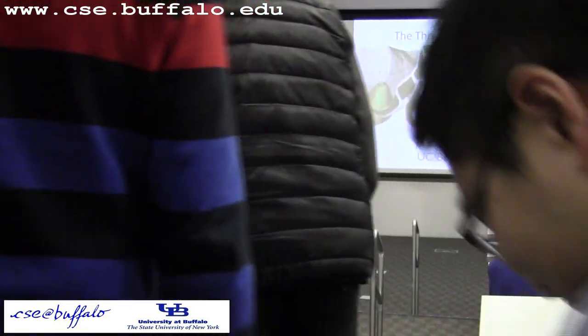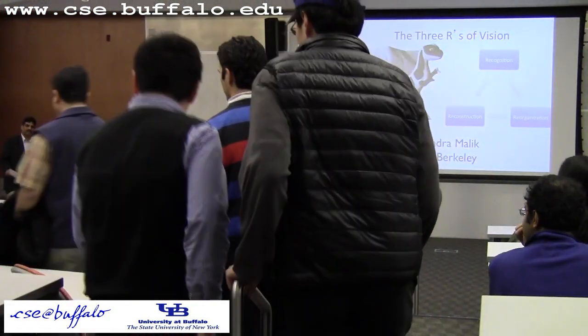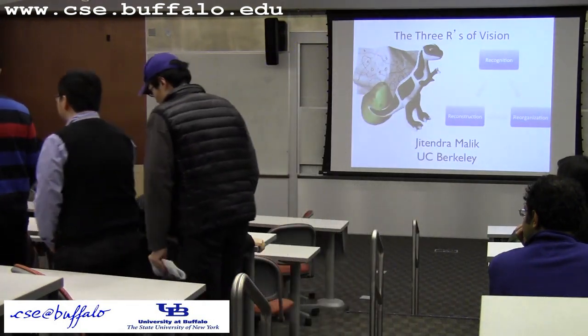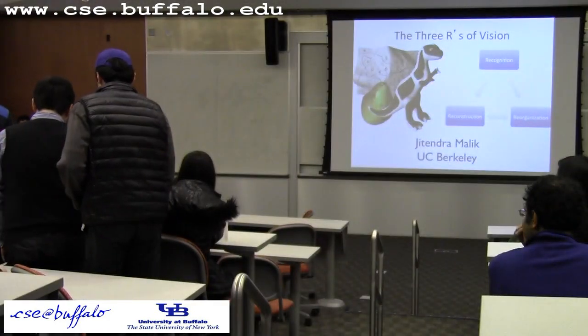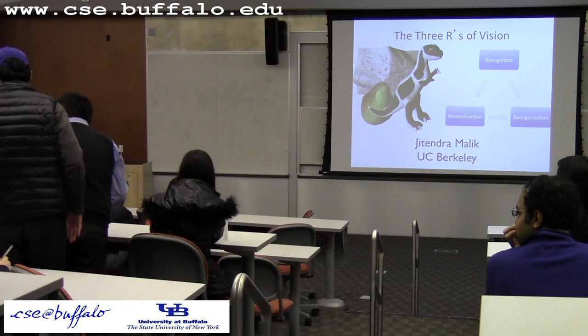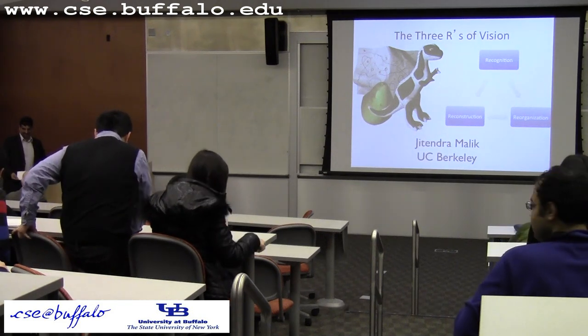He is a fellow of ACM and IEEE. He's the Arthur Clarke Professor of Computer Science at Berkeley. It's probably right to say he is the top researcher in computer vision today. Definitely, his group has been the most prolific in the field over the last 10, 15 years. So we are very happy to have Professor Malik here.